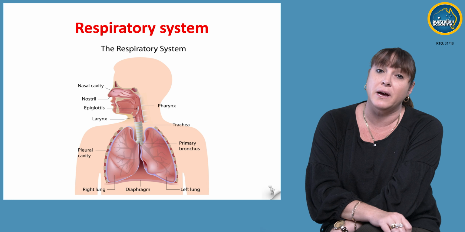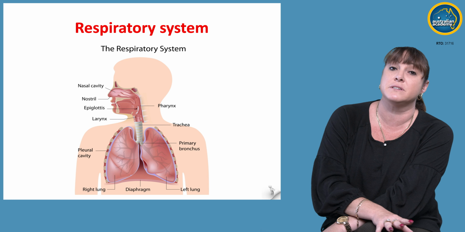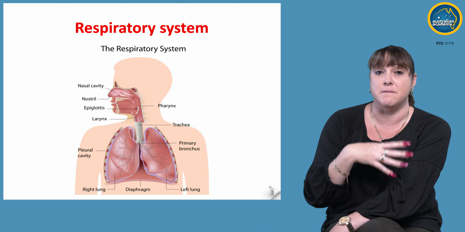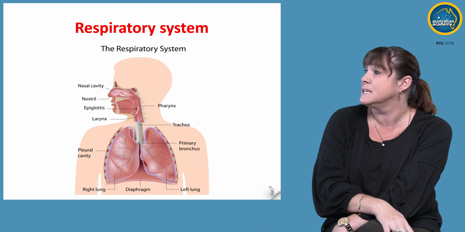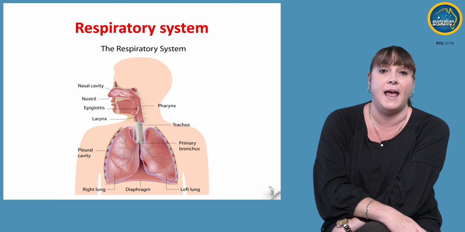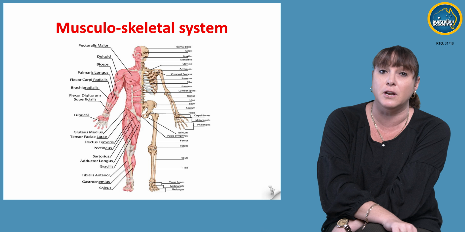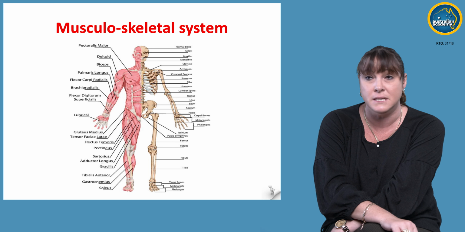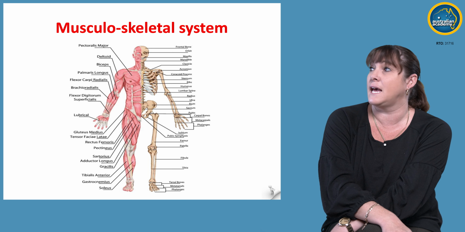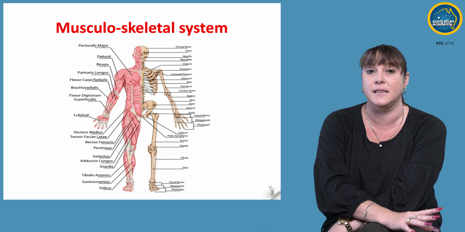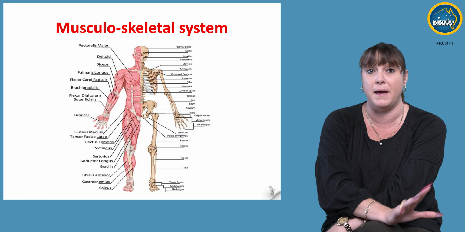Then we're going to go on to our respiratory system. So our respiratory system involves our nasal cavity, our nostrils, our mouths, our esophagus, our lungs, and you're going to learn a little bit about how each one of those work throughout the unit. Then we're going to follow on with our musculoskeletal system. So this is where we're breaking down between our bones and ligaments and tendons and muscles and how they all interact together and how they make us move.